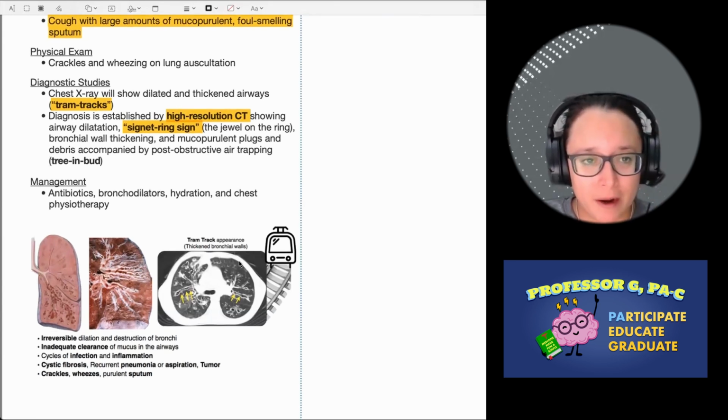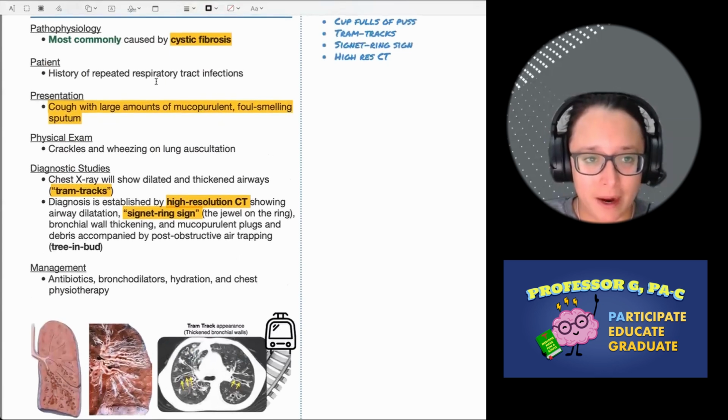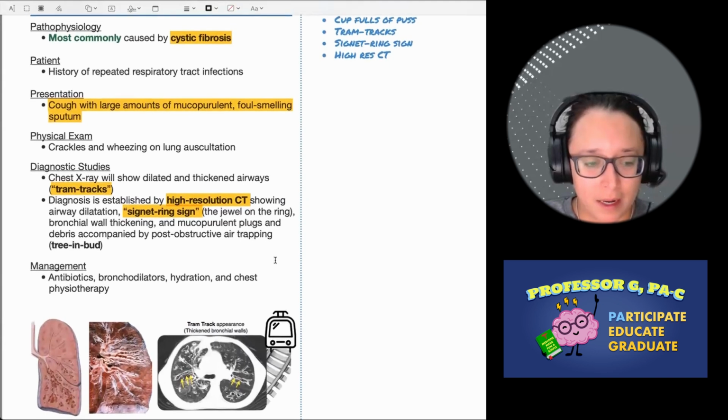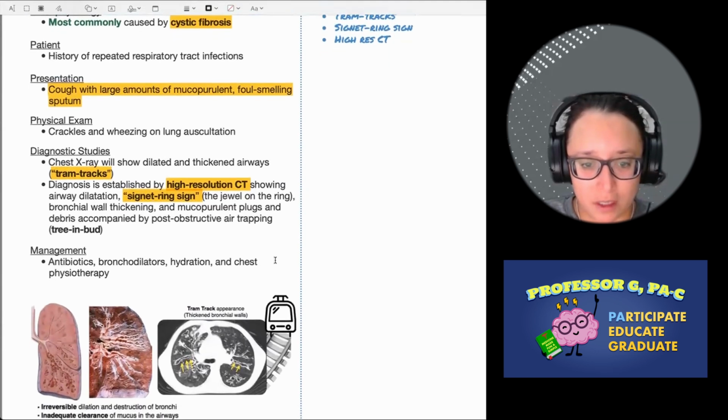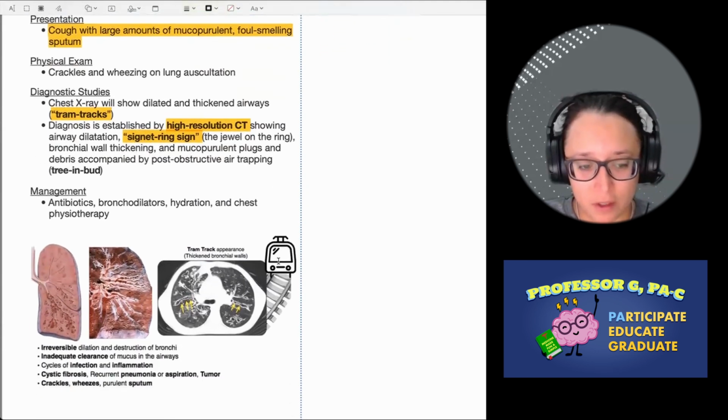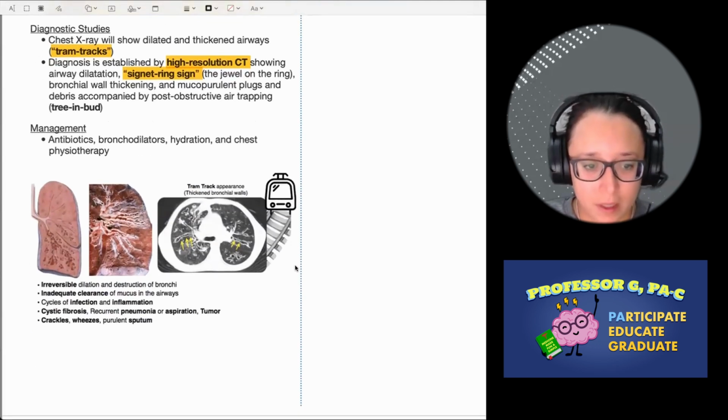Treatment, well, you got to figure out what the patient has that's putting them at risk for multiple respiratory tract infections. Like we said, cystic fibrosis is number one here. And then you have to treat the infections, keep them hydrated, chest physiotherapy, like that vest, to keep the mucus less dense and easier to clear. Okay.